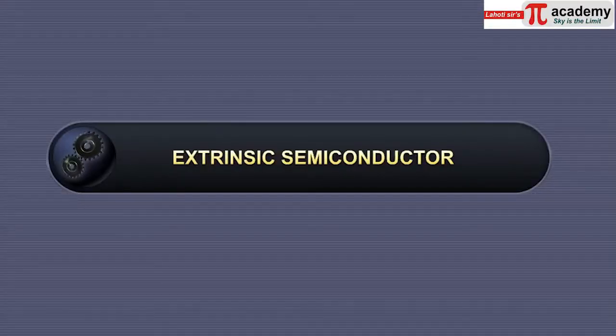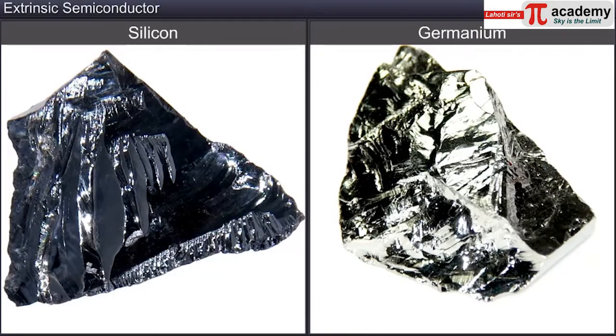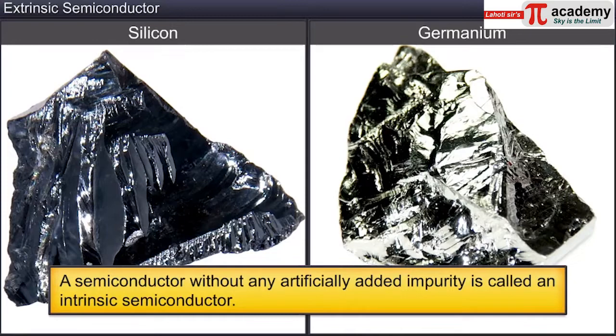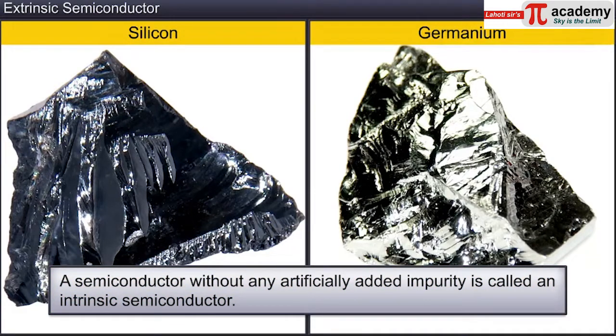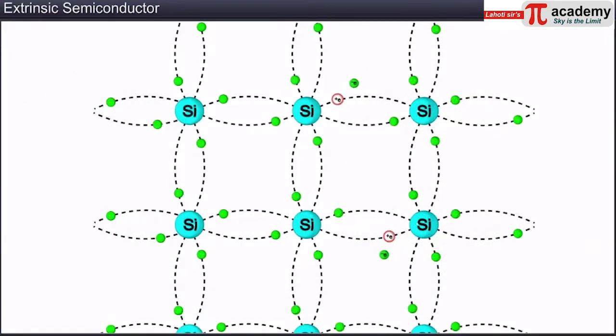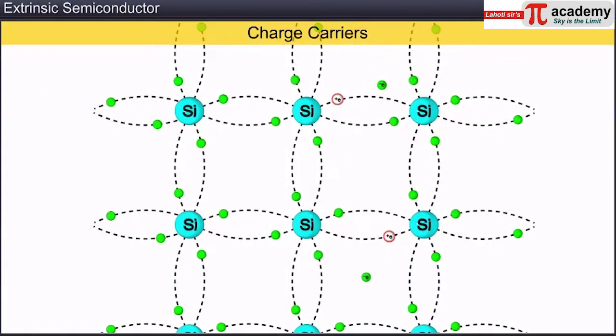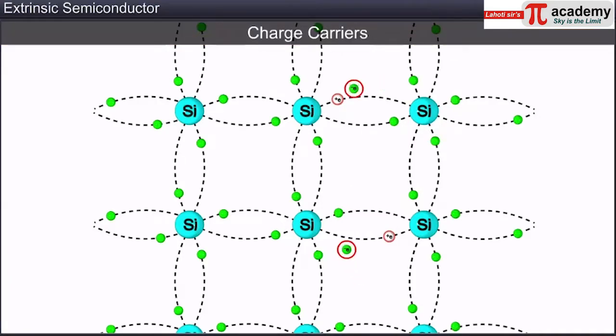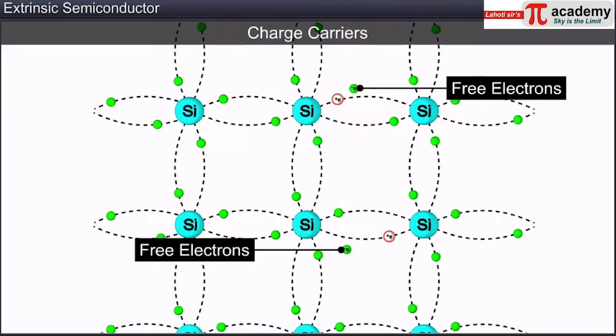In this module, you will learn about the crystalline structure and conduction of electric current in extrinsic semiconductors. As we learned earlier, a pure semiconductor without any impurities in it is called an intrinsic semiconductor. Both silicon and germanium exist as intrinsic semiconductors. There are two types of charge carriers in the crystal lattice of an intrinsic semiconductor: the negatively charged free electrons and the positively charged holes.